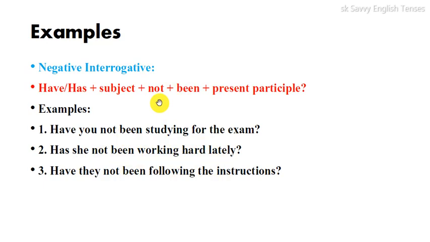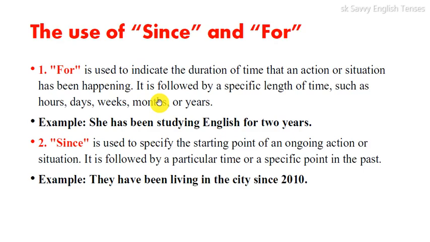Okay, the most important thing in the perfect progressive tenses is the use of since and for. For is used for a period of time and since is used for a point of time. For is used to indicate the duration of time that an action or situation has been happening. It is followed by a specified length of time such as hours, days, weeks, months, or years. For example, she has been studying English for 2 years.